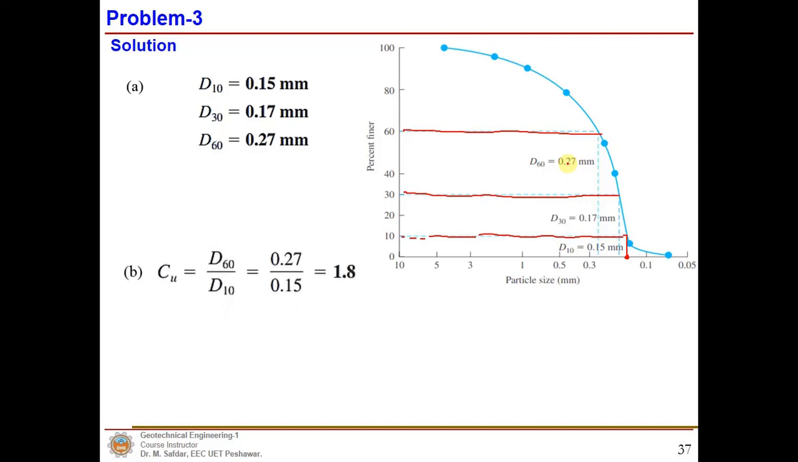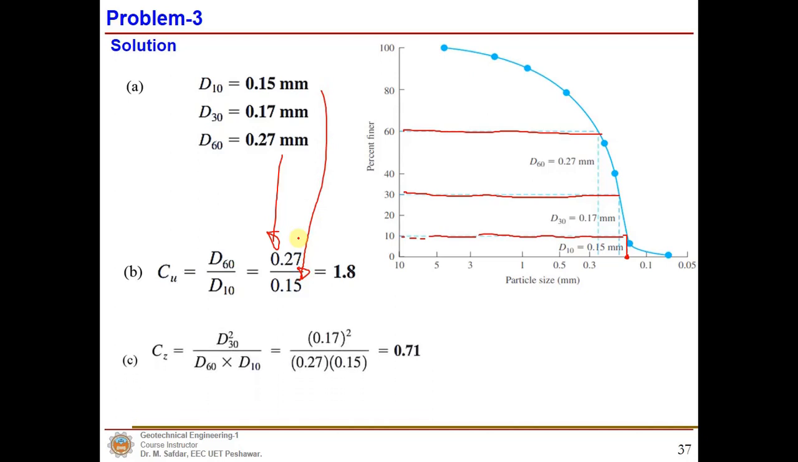We already know that D60 divided by D10 is equal to the coefficient of uniformity. D60 is here, D10 is 0.15, so it's equal to 1.8. A typo here, CC is equal to the square of D30 divided by D60 into D10, it's equal to 0.71.